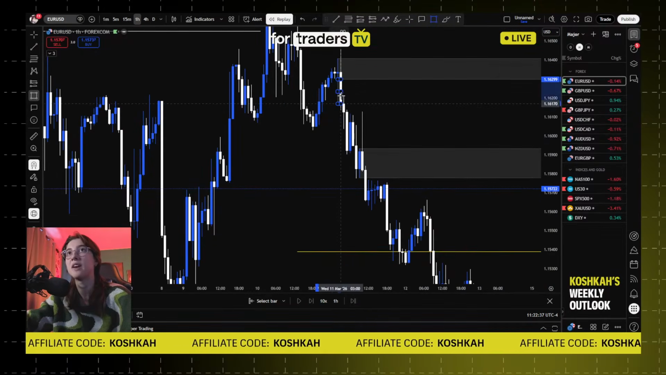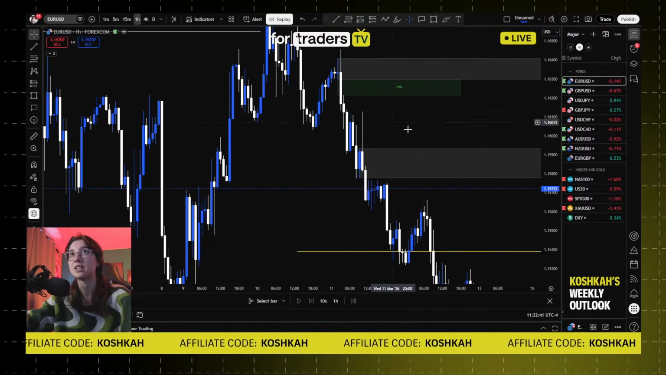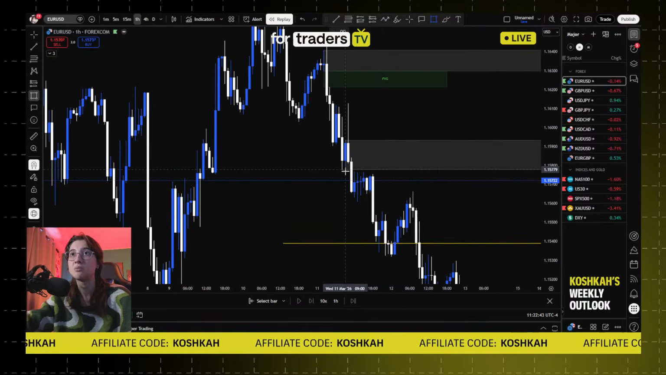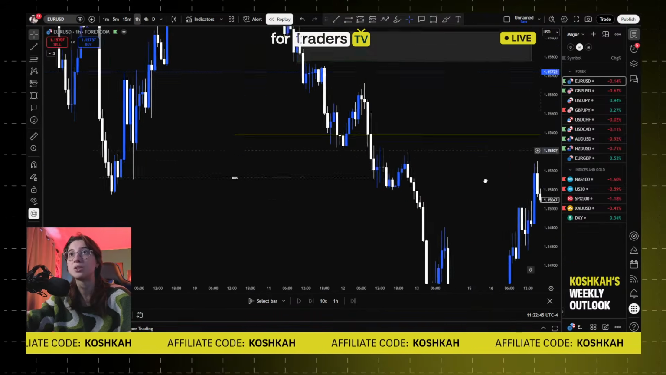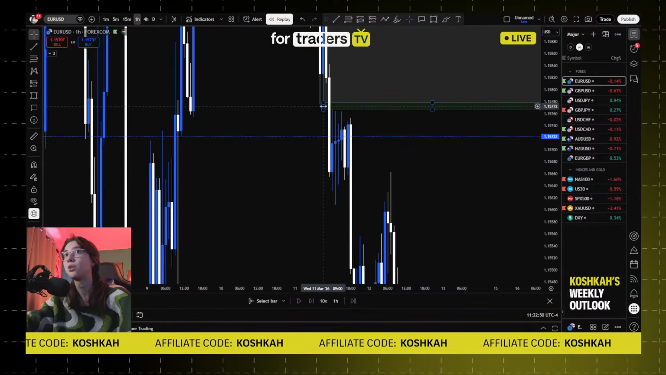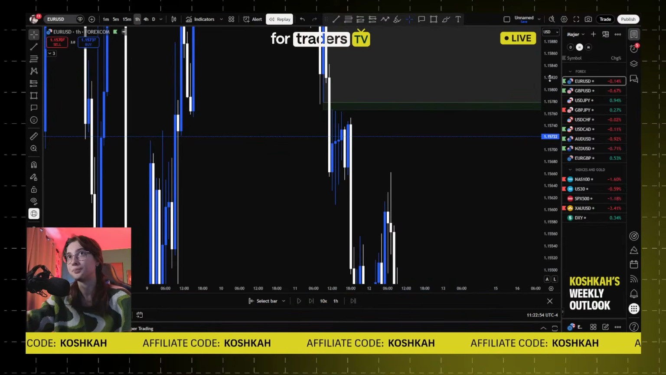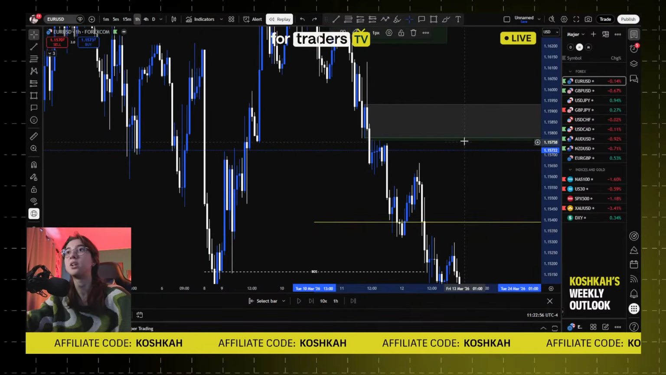In this case, we have a fair value gap / imbalance exactly right here. It's connected to the POI. And right here, this POI is actually connected to this little tiny imbalance. As you can see right here, this is not a fair value gap. The fair value gap would be there, but the imbalance is here as well. So yes, both POIs are valid.